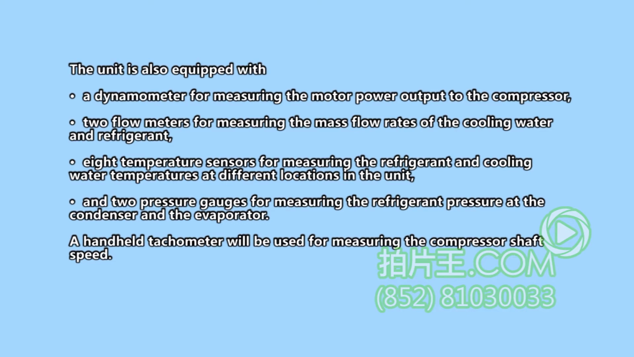compressor, 2 flow meters for measuring the mass flow rates of the cooling water and refrigerant, 8 temperature sensors for measuring the refrigerant and cooling water temperatures at different locations in the unit, and 2 pressure gauges for measuring the refrigerant pressure at the condenser and the evaporator. A handheld tachometer will be used for measuring the compressor shaft speed.